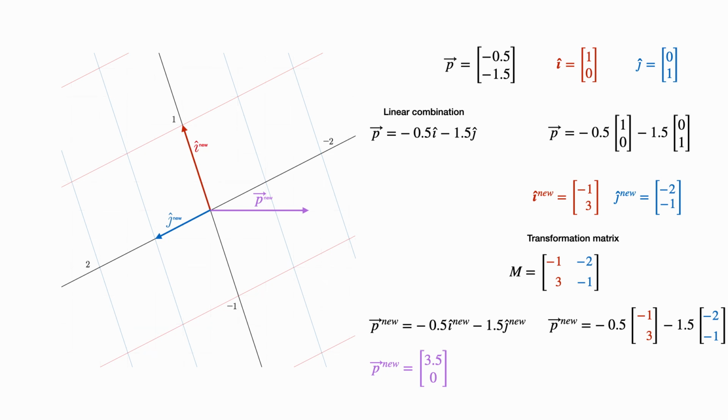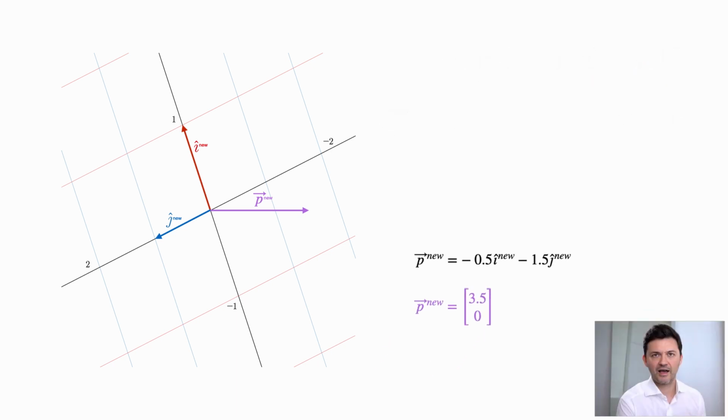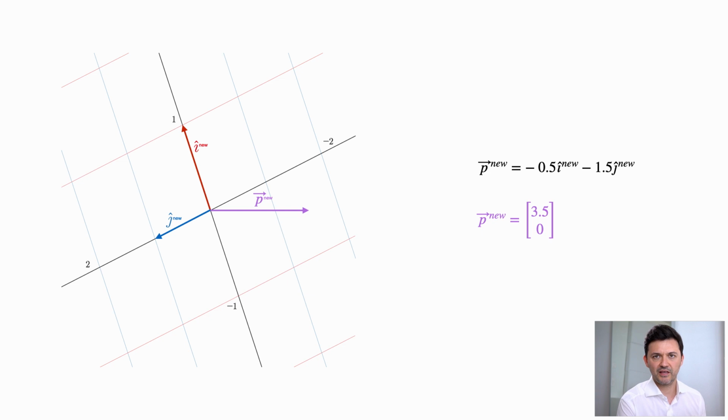So we used to have vectors i hat, j hat, and p, and after the transformation we now have i hat new, j hat new, and p new. Well, if you now look at the picture of this new space, you will realize that the relation between new basis vectors and the new vector p has not changed from the previous situation. You can still use negative 0.5 of i hat new and negative 1.5 of j hat new, add them together to completely reconstruct the p new.